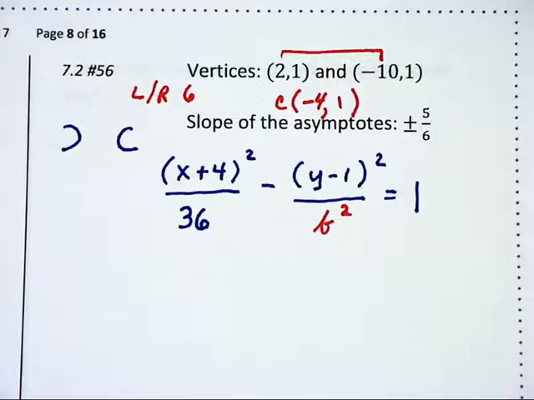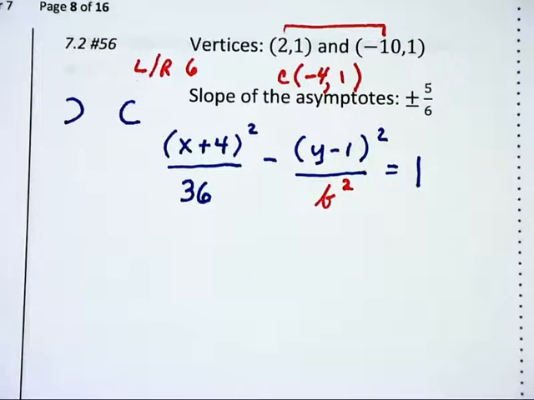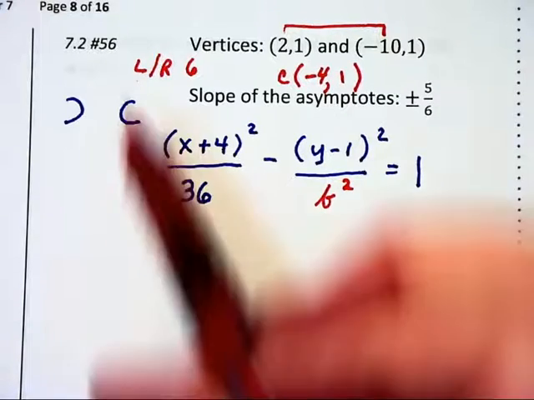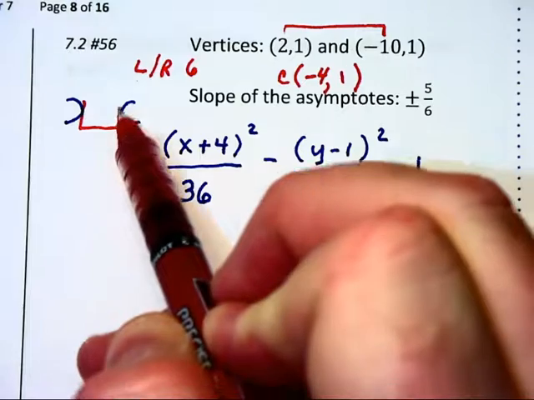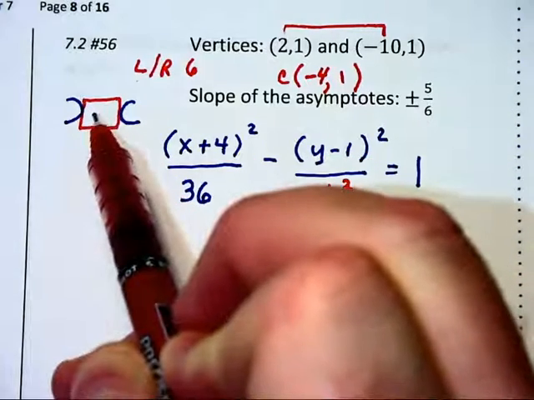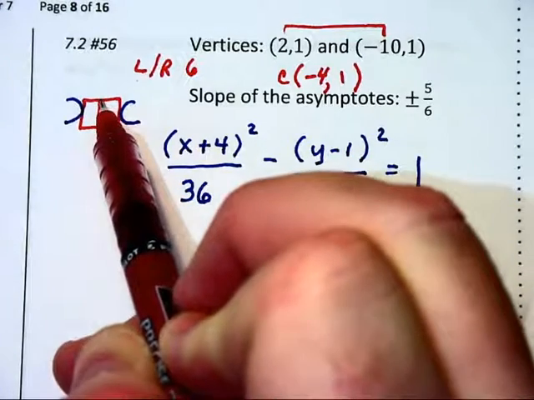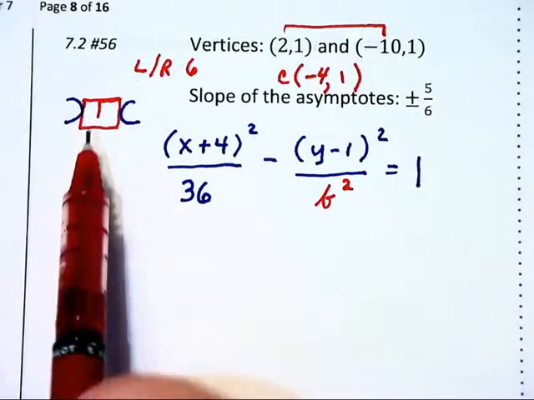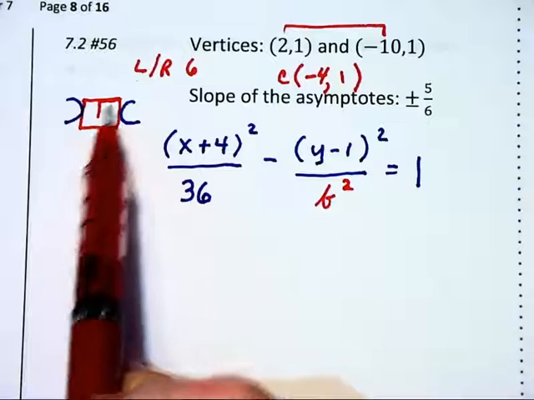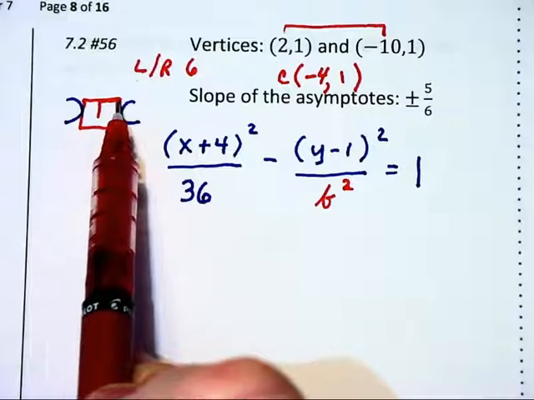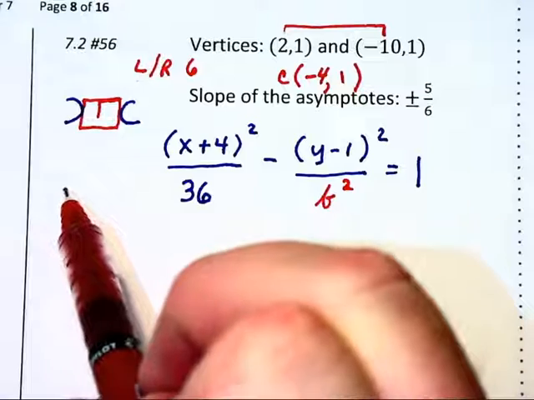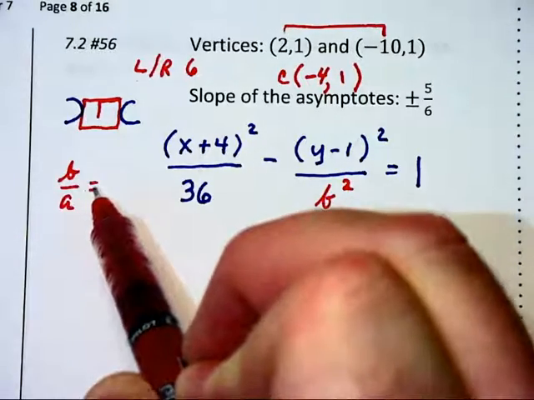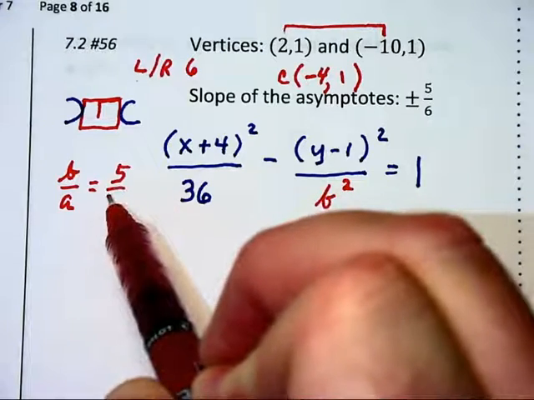Okay, that being the case, let's take a look at what we do know. We know the slope of the asymptotes is 5/6. That means when we're drawing our representative rectangle, we're going up in the ratio of 5 over 6. That doesn't mean we're rising 5 and running 6. We could be rising 2.5 and running 3. We could be rising 10 and running 12. But the rise over run, in other words, b over a, is equal to 5 over 6.